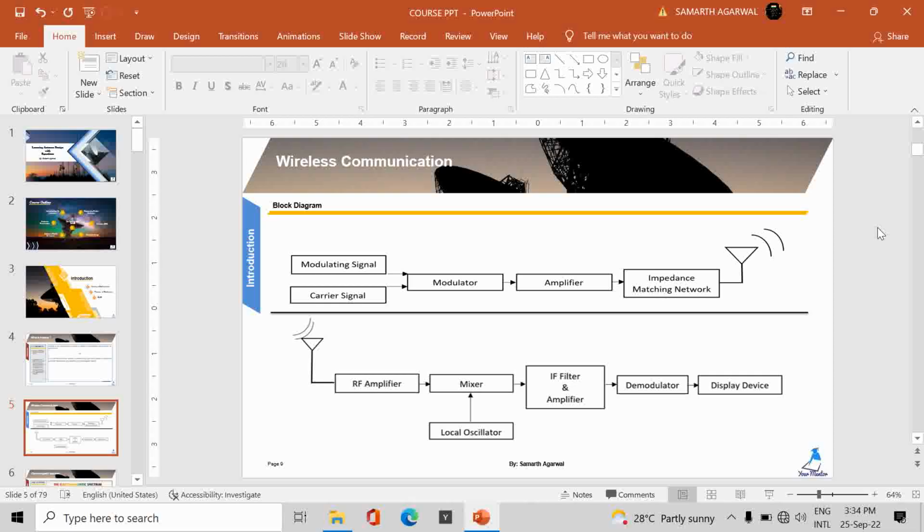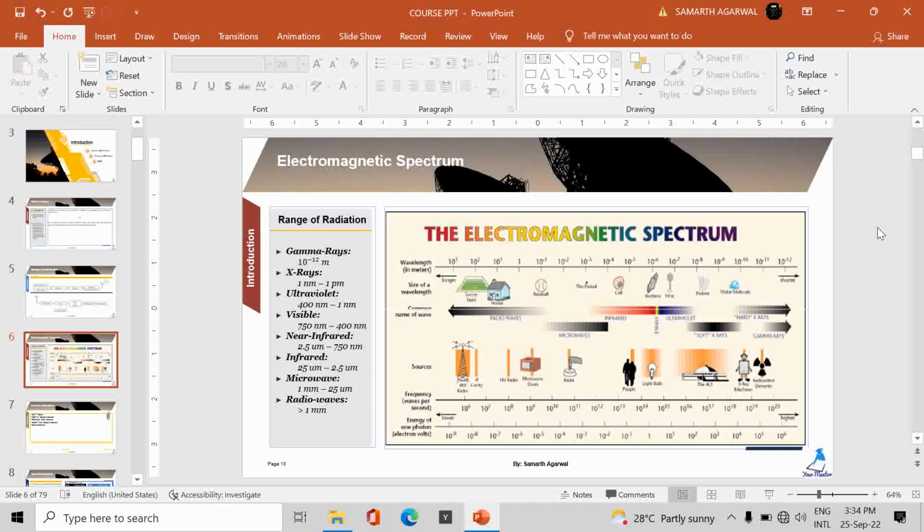So he must be knowing what the complexity is in wireless communication. Okay, now the next is the electromagnetic spectrum, because any antenna which is resonating and transmitting radiation has to carry some signal at some frequency.